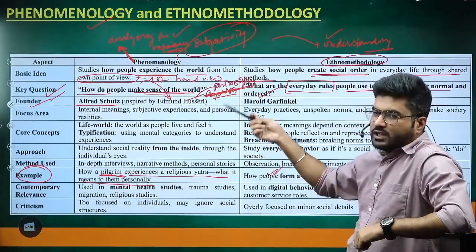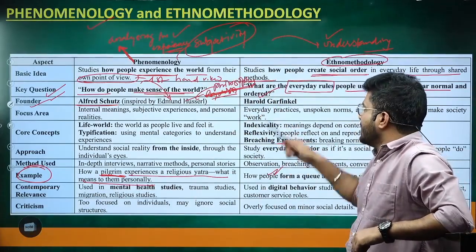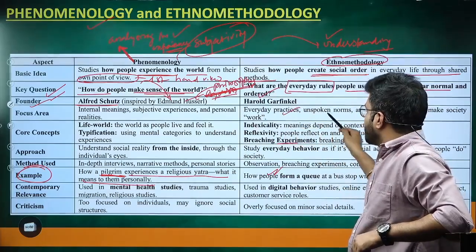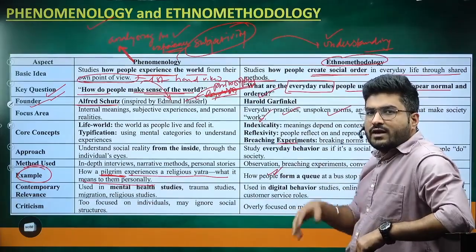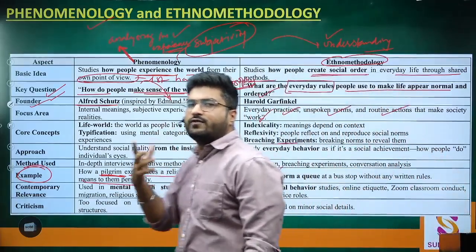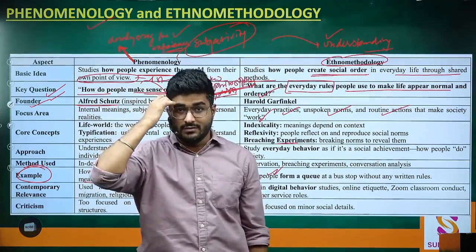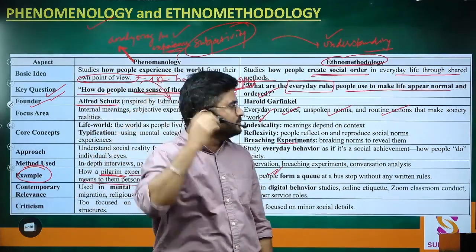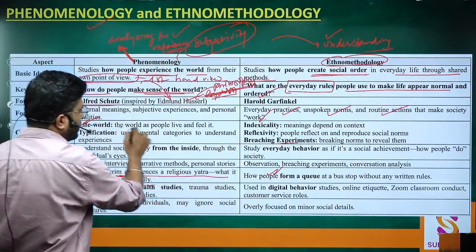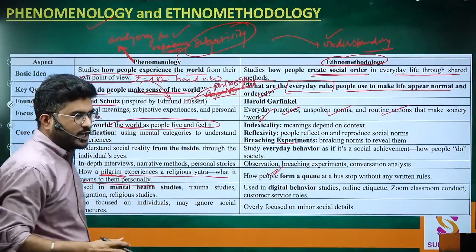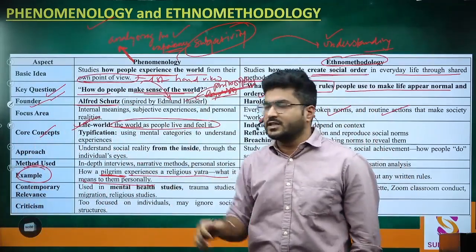Then what was the focus area of phenomenology? Internal meanings, subjective experience, and personal realities. Here the focus is everyday practice, unspoken norms, and routine actions that make society work. Even without telling anything, the society functions, because everyone knows their own roles, that this is our role. Okay. Then core concepts. We have to have a life world. That means people have to live in that surrounding to get the real life experience.